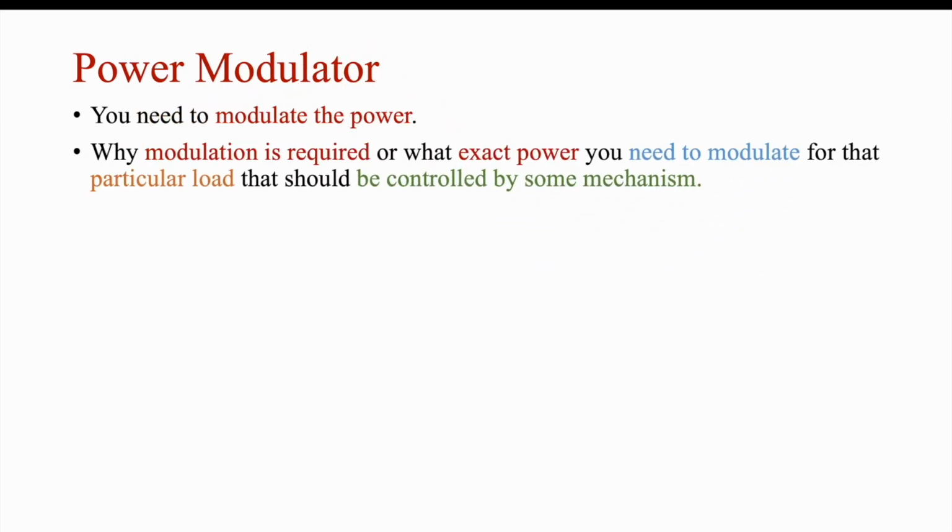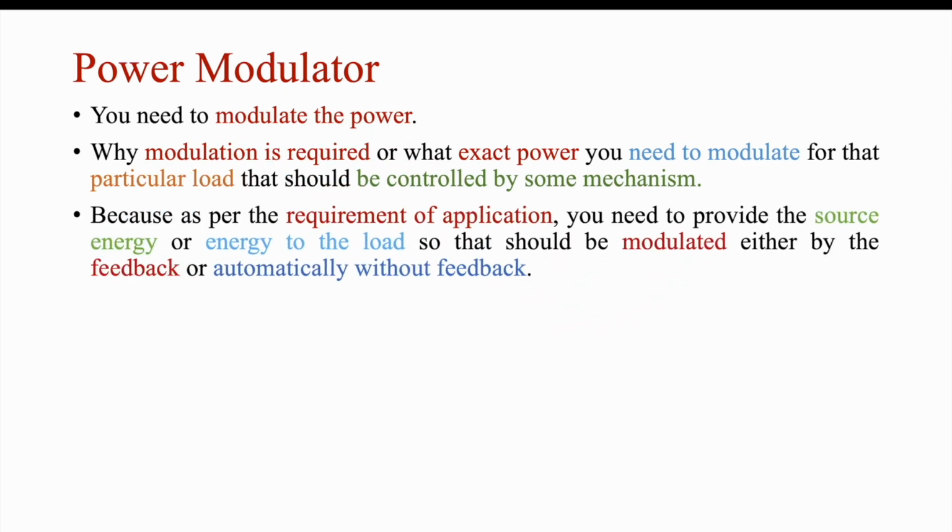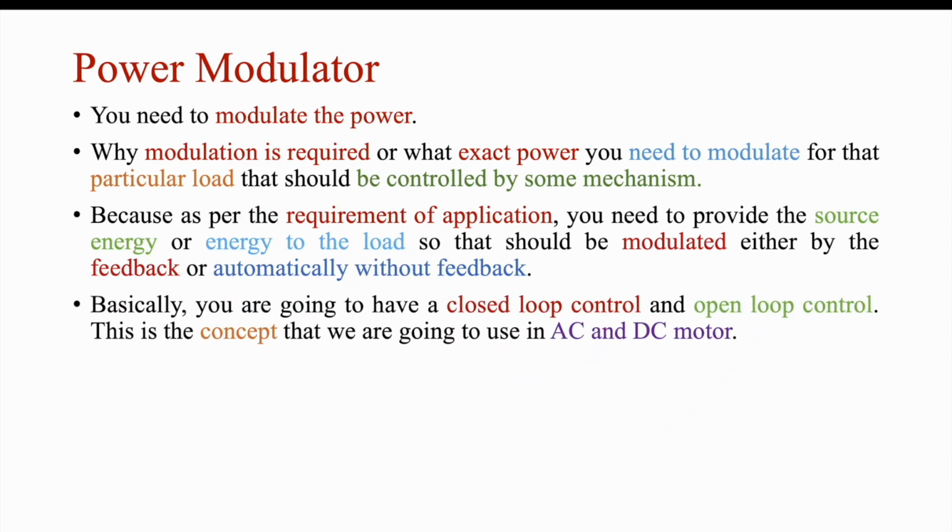So why modulation is required, or what exact power you need to modulate for that particular load, should be controlled by some mechanism. Because as per the requirement of the application, you need to provide source energy to the load, so that should be modulated either by feedback or automatically without feedback. Basically, you are going to have closed loop control and open loop control.